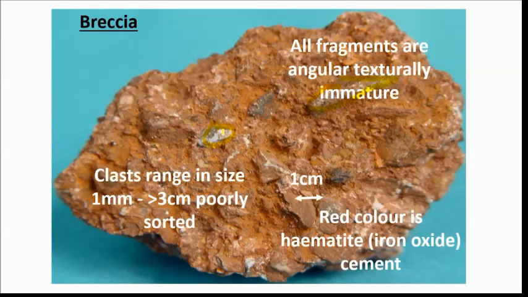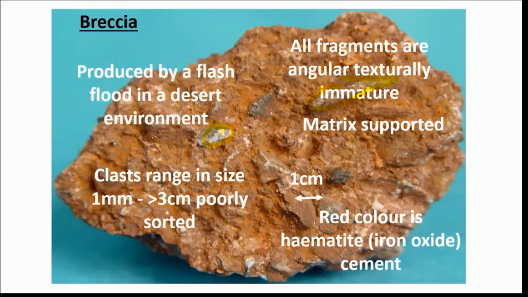Remember, because it's only been transported a short distance, it has clasts of different sizes, and it's poorly sorted. It's matrix supported, and we associate this breccia with flash flooding in a desert environment. The rocks weren't carried very far, but they were rapidly deposited.